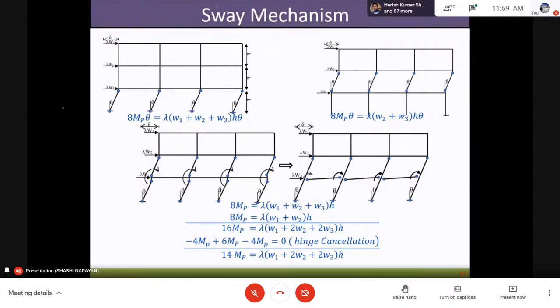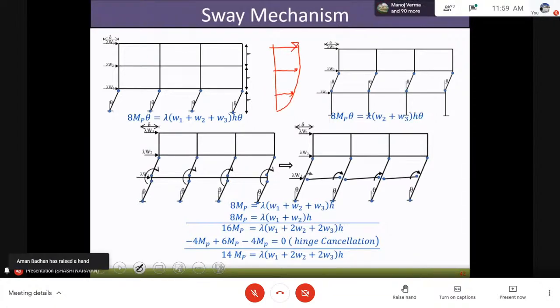If we have a load distribution, one of the important things is the load distribution, lambda W1, lambda W2, lambda W3. This load distribution is like a factor. One can consider this load distribution to be parabolic, which takes into account the first mode of the structure. So lambda 1, lambda 2, lambda 3 will be somewhat like this, the parabolic distribution which we have considered. It will be something like this: lambda W1, lambda W2, lambda W3.